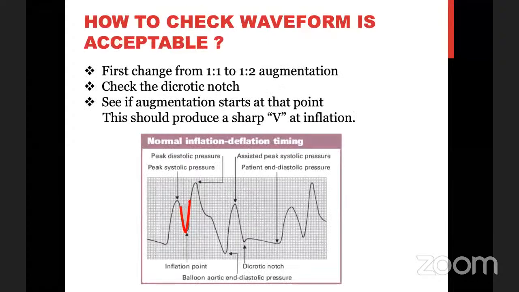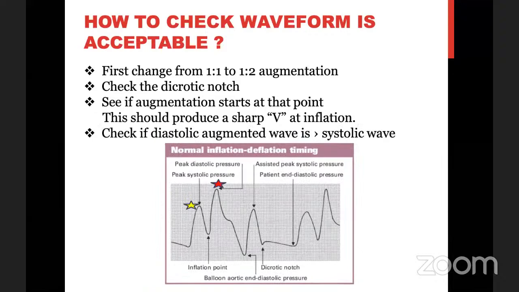So how do we check whether the waveform is acceptable or not? First, change from 1 to 1 to 1 to 2 augmentation. Check the dicrotic notch, which is here, early before the first augmentation cycle of the intra-aortic balloon pump. See if the augmentation starts at that point. This should produce a sharp V inflation, as you see here. It comes after the peak systolic pressure. So the inflation is coming here, and this is the peak diastolic pressure, which is augmented by the balloon.